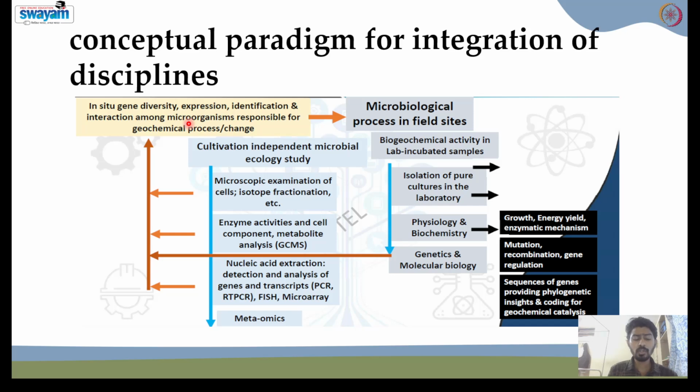Now let's see how it is integrated with different disciplines. First, in order to study in situ gene diversity expression, or to identify the interaction among the organisms responsible for a geochemical process or change, there are two approaches you can take. One is lab incubated studies. Another is culture independent studies. What do we mean by lab incubated studies? You will be incubating them in appropriate conditions at lab scale. What can be done? You can isolate the pure culture in the laboratory.